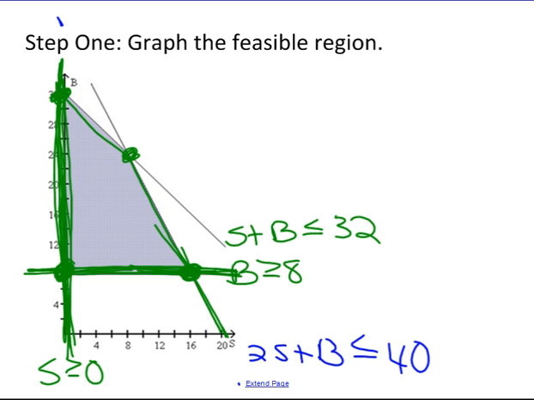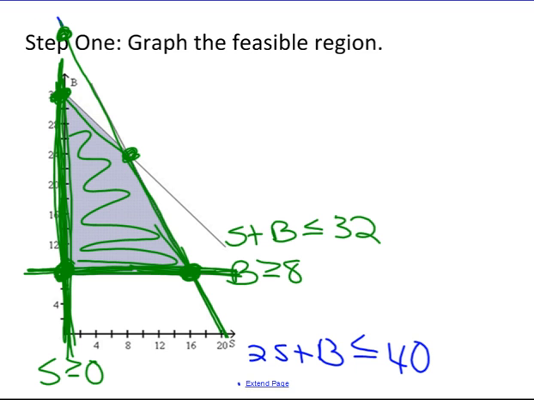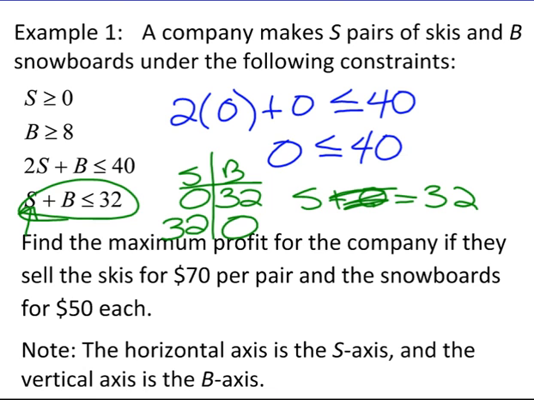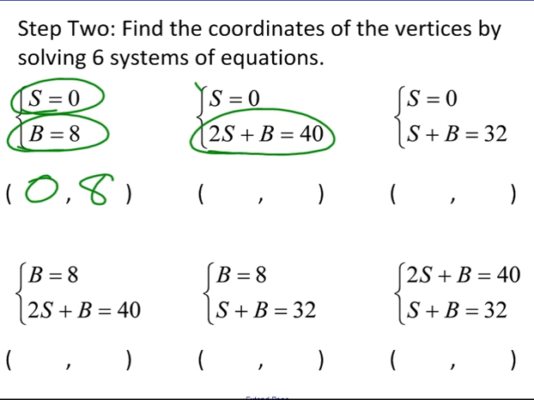So that's this one. Well, they cross up here, which is not one of our vertices. It's not one of our corners of this shaded region. So I don't need this one because it's not one of our corners. It's not one of our vertices.